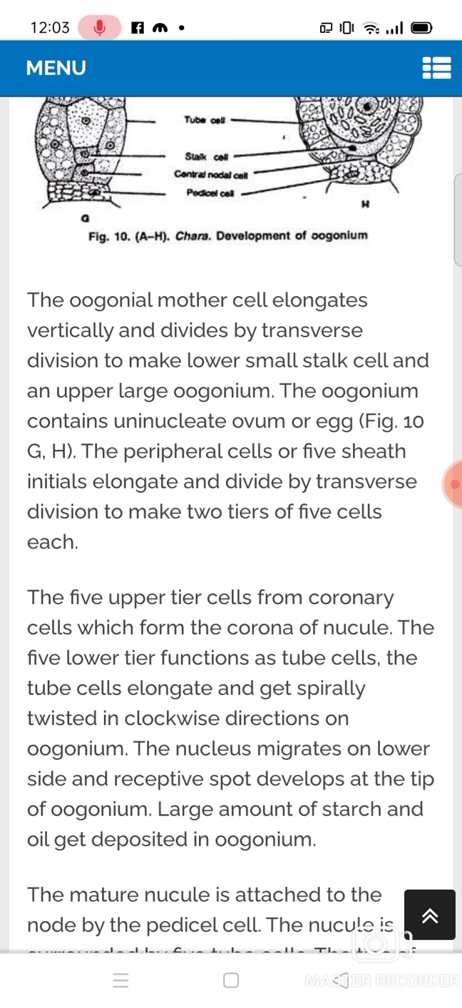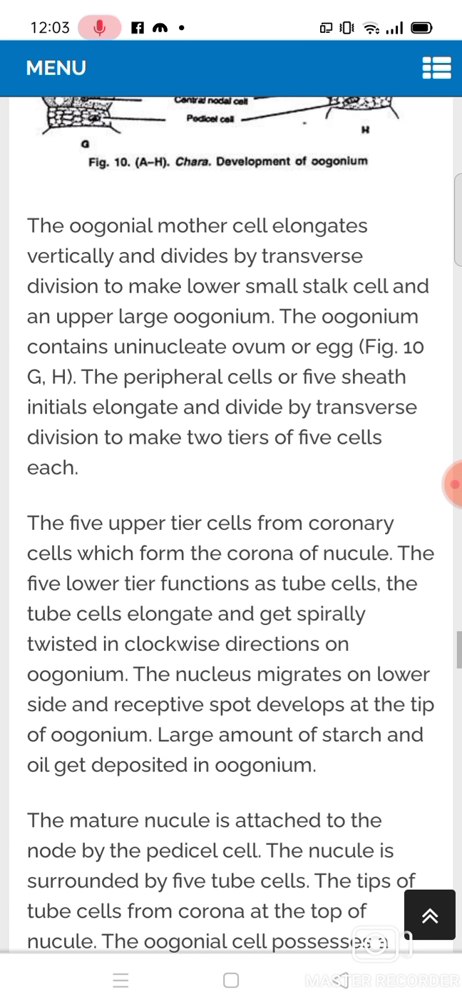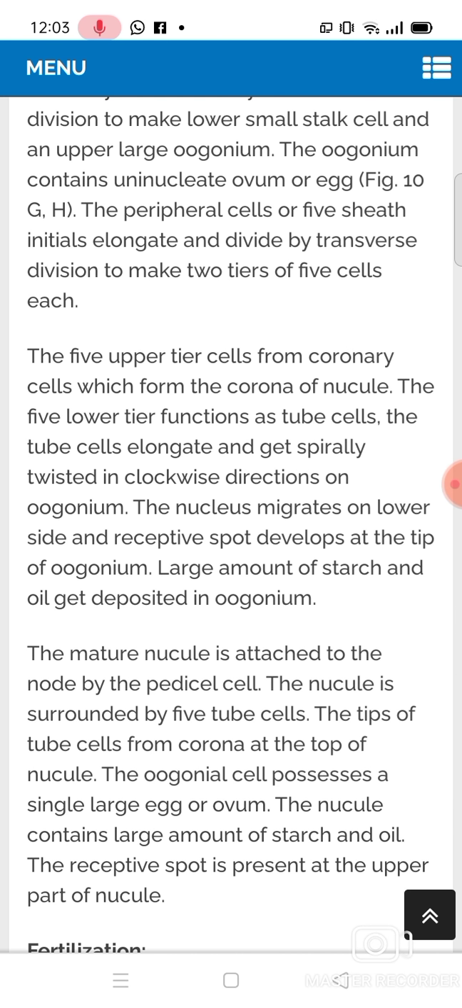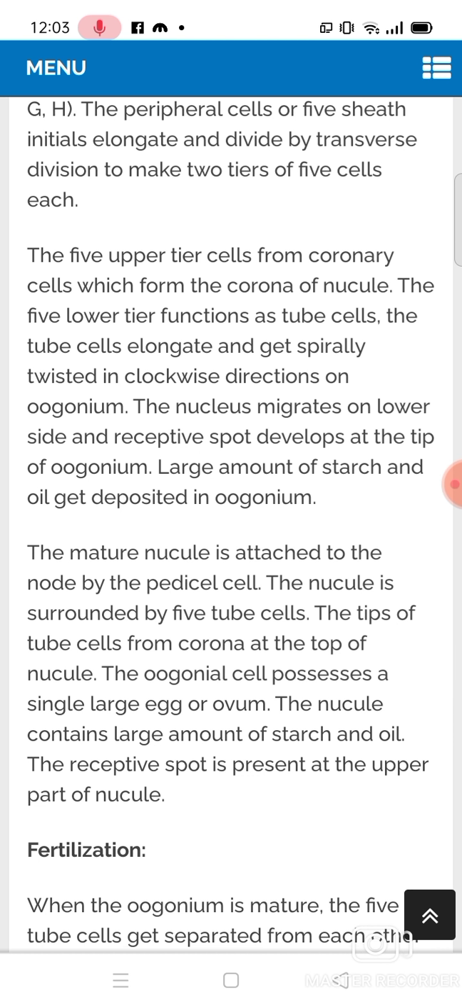The 5 lower tier cells function as the tube cells. The tube cells elongate and get spirally twisted in the clockwise direction on the oogonium. The nucleus migrates to the lower side and the receptive spot develops at the tip of the oogonium. Now a large amount of starch and oil gets deposited in the oogonium, because for the development of the oogonium, a large amount of storage material like starch and oil is deposited in it.